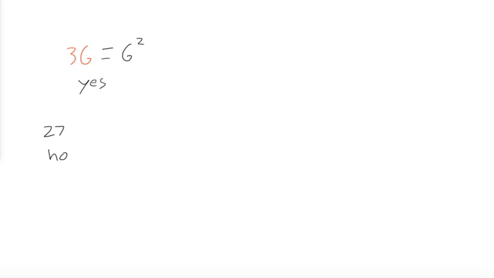Why? Because 27 equals 3 times 3 times 3, or 3 cubed. Okay? What about 144? Is that a perfect square? The answer is yes, it is. Why? Because 144 equals 12 times 12, or 12 squared.